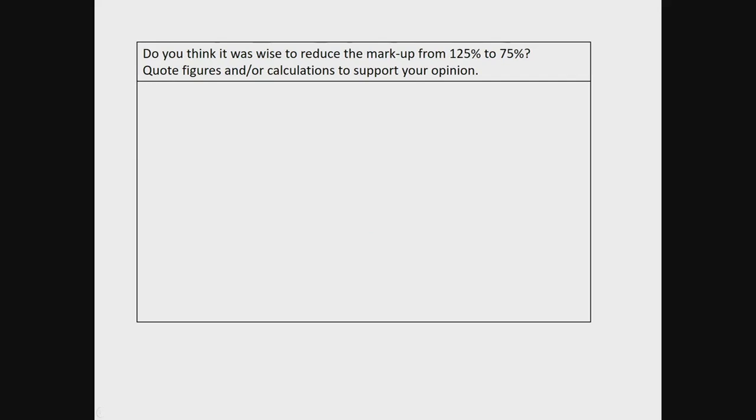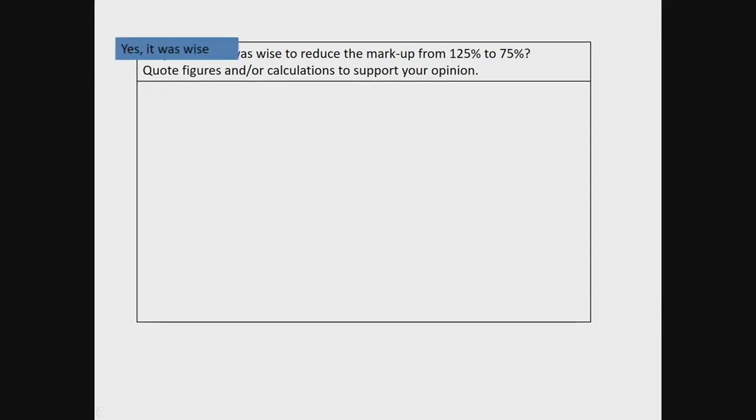So let's just look at the last question that they're asking us over there. Do you think it was wise to reduce the markup from 125% to 75%? Then you need to quote figures or calculations to support your answer. So if you can remember, the question goes over November, December, and January. And when we're getting to November and December, businesses normally need to stimulate their sales. So they're looking to bring down the selling price and have sales because they know the consumers have money. They have received their bonuses at the end of the year. It is festive season. So now they're looking to stimulate their sales.